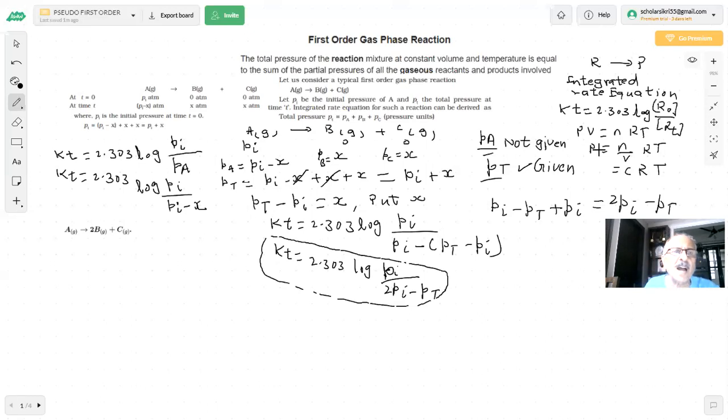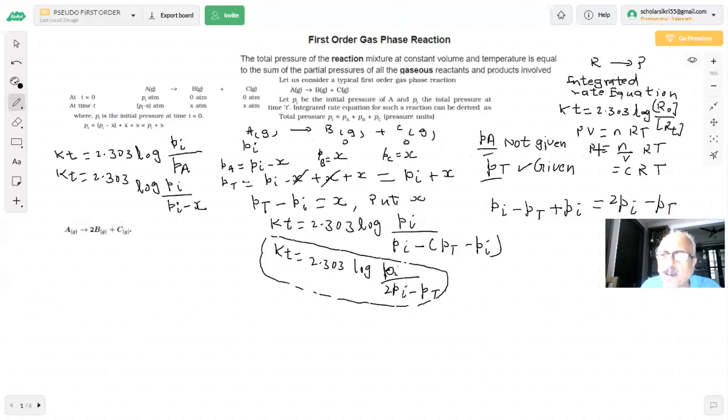Now, supposing I am given this equation: A is equal to 2B plus C. This is my reaction. Now, what will be the final formula for this? Supposing in the exam he says this is the equation. Here A gives 1B and 1C. Here A gives 2B and 1C. And you are asked to derive the formula for this equation, A gives 2B plus C, for the gas phase reaction.